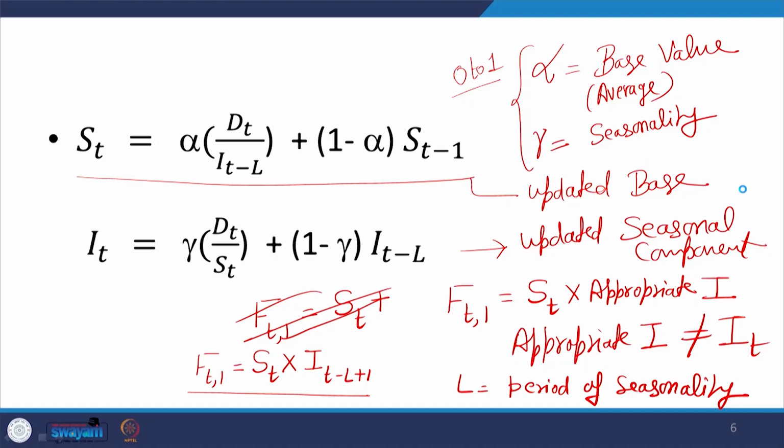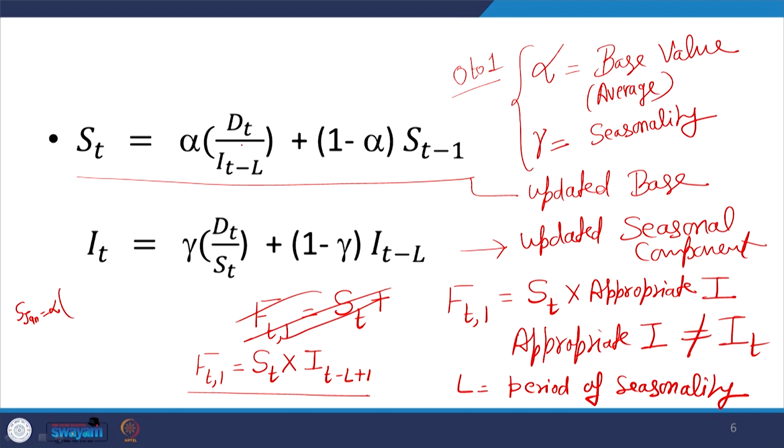Now, let us go for calculation of the base value for January Y2. This is the formula for calculation of these base values and the updated value of the seasonal index. S_t, that is S January, equals alpha times d_t upon I_{t-L}. That means we have deseasonalized the current demand, plus (1 minus alpha) into S_{t-1}.